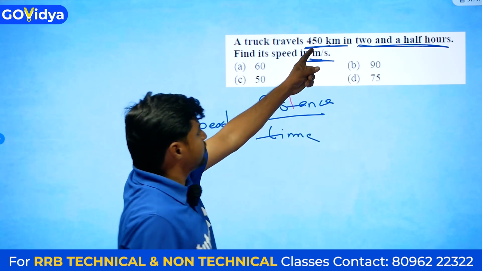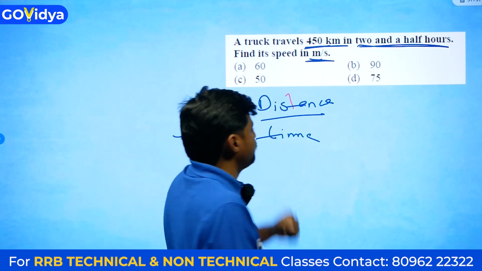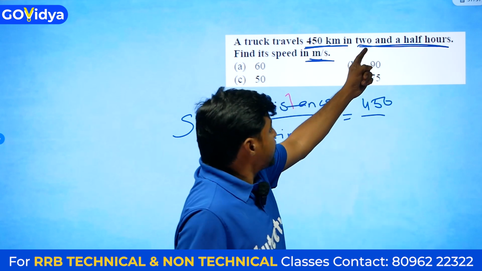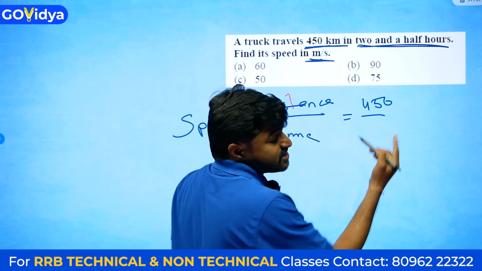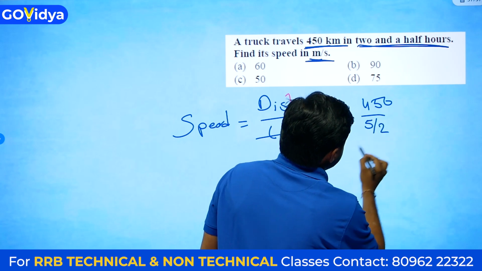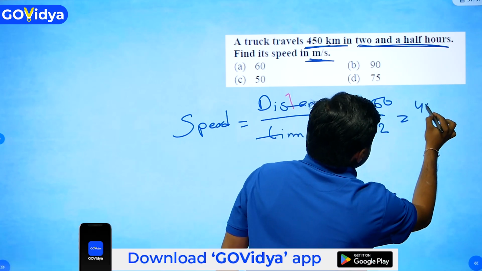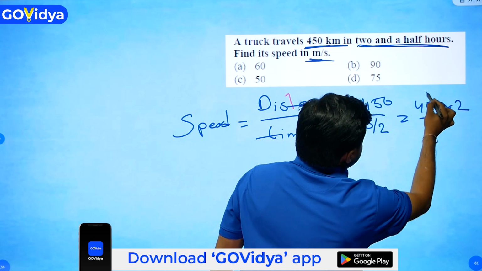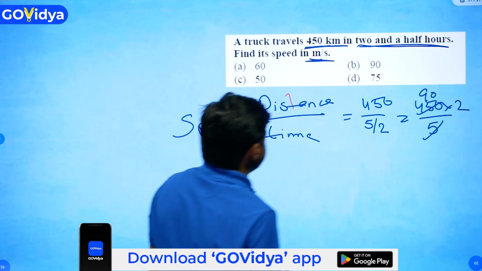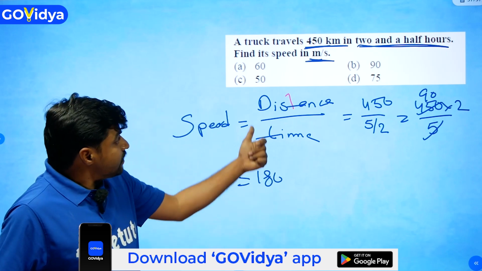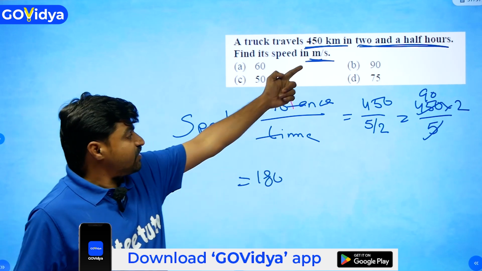Here distance is given. 450 kilometers is the distance. And time is 2.5 hours. 2.5 hours means 5 by 2. Okay. You can also write 450 into 2 by 5. 5 1 ja, 5 90 ja. Okay, 90 into 2, 180. The 180 is the kilometer per hour, but we have to find meter per second.